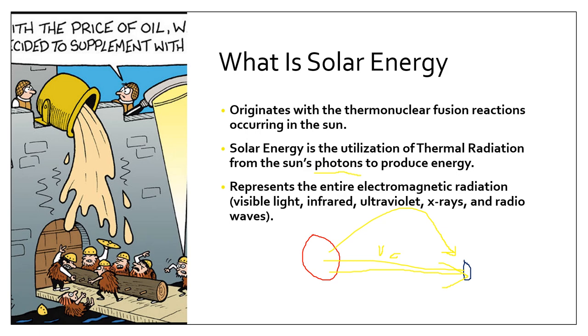So what's in the sun's rays? We've got visible light, infrared, ultraviolet, x-ray, and also radio waves. So go back and review your physics.